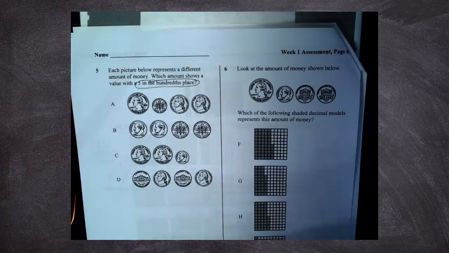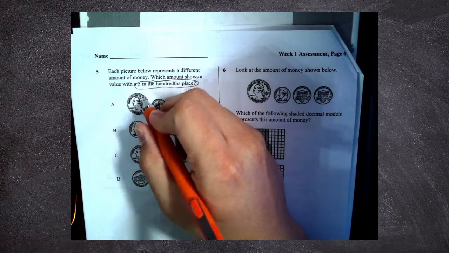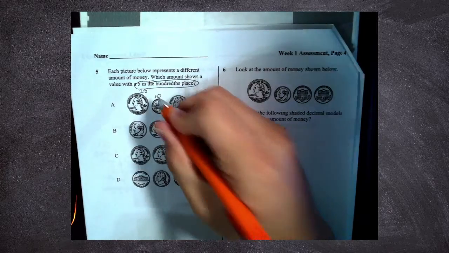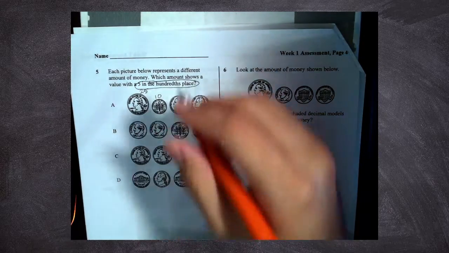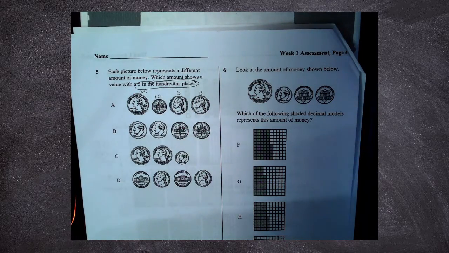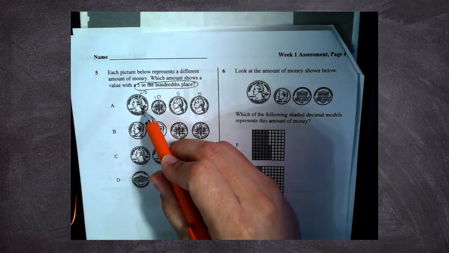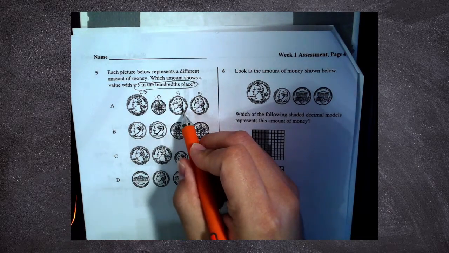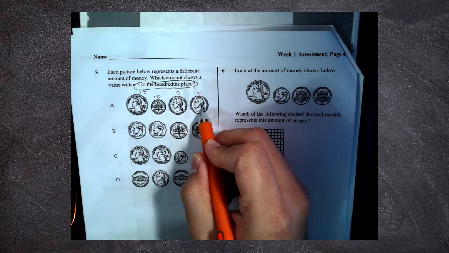Let's take a look at answer choice A. They give us a quarter, which is 25 cents. A dime is 10 cents. And then 2 nickels, 5 cents and 5 cents. Now I'm going to count up how much money that would give me. 25 cents plus 10 more cents is 35 cents. Plus 5 more is 40 cents. Plus 5 more is 45 cents.